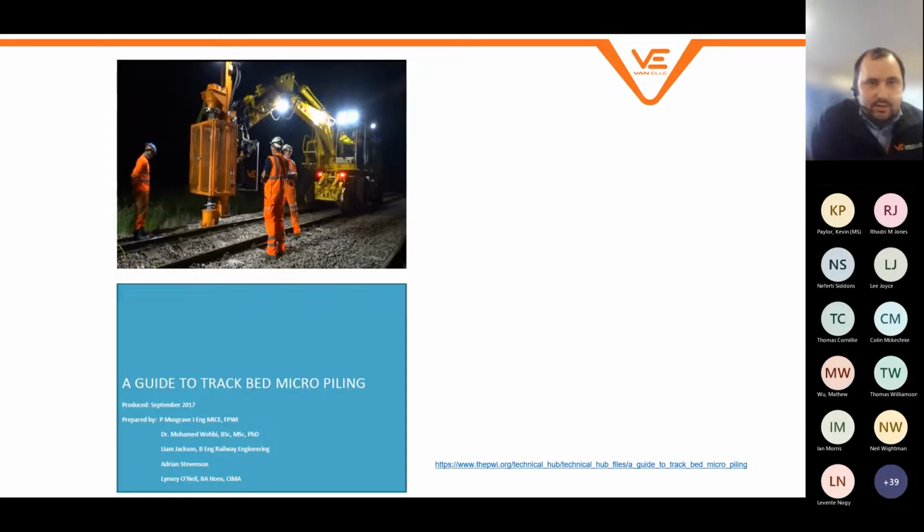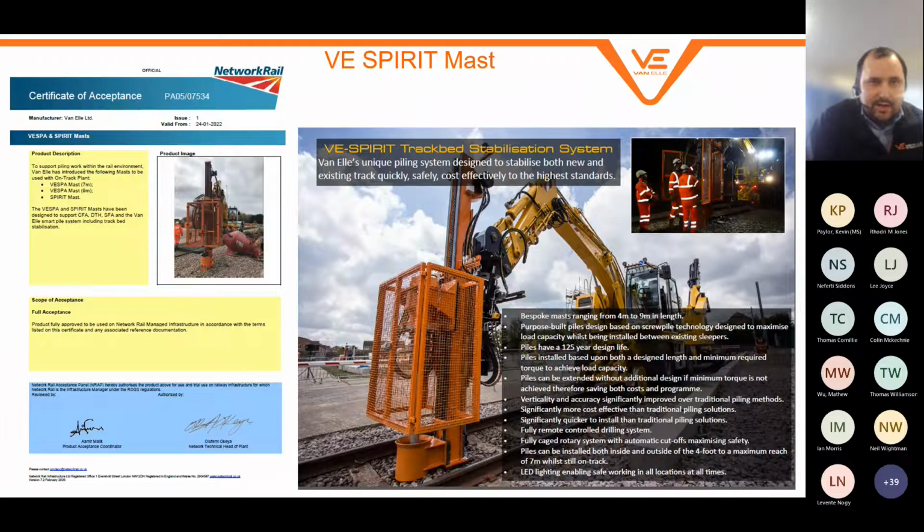There's more details on the design approach in A Guide to Trackbed Micropiling by Peter Musgrave, Mohammed Webby, etc. The other thing to note as well, and I've seen Adrian Staples has joined the call, is we went through quite an extensive period of product acceptance to get this PA'd for Network Rail.